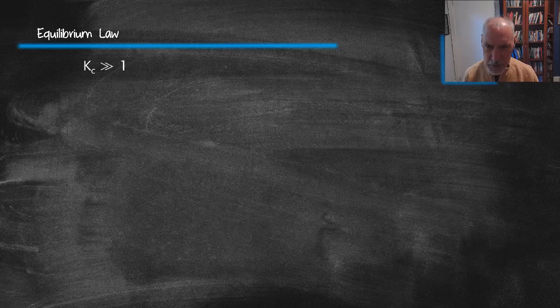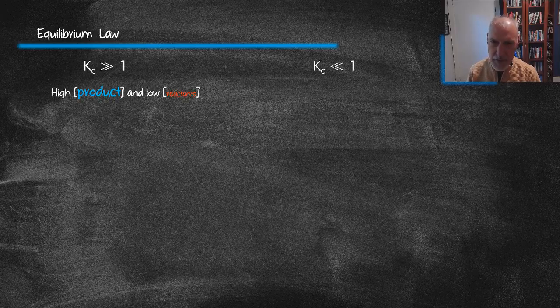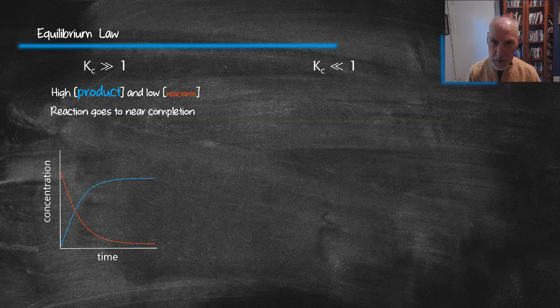To finish off, I want to look at situations where I have large equilibrium constants and small equilibrium constants. Beginning with large equilibrium constants, they would have a high concentration of product and very little reactant. It's often said that the reaction goes near completion in these cases, and graphically it would appear as follows, where red is the reactants and blue the products.